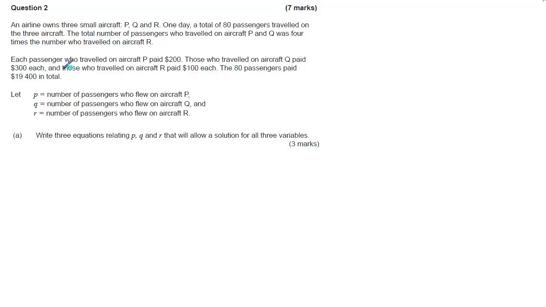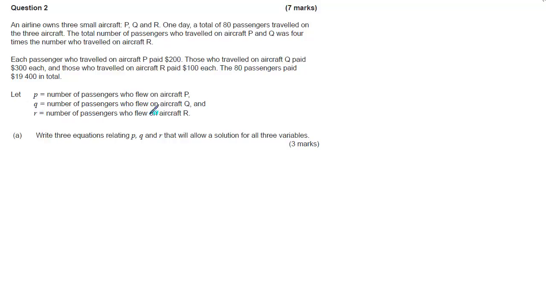Each passenger who travelled on aircraft P paid $200. Those who travelled on aircraft Q paid $300 each, and those who travelled on aircraft R paid $100 each. The 80 passengers paid $19,400 in total.